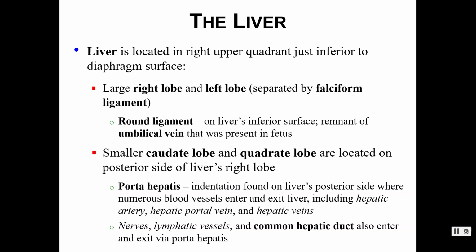We got a couple of other structures as well. Your porta hepatis is just a little indentation on the posterior side. This is where your blood vessels go in and out, including the ones most familiar to us: hepatic artery, hepatic portal vein, and just regular old hepatic veins all enter and exit the liver at the porta hepatis. In addition to those blood vessels, you also have nerves, lymphatic vessels, and your common hepatic duct entering and exiting the porta hepatis as well.